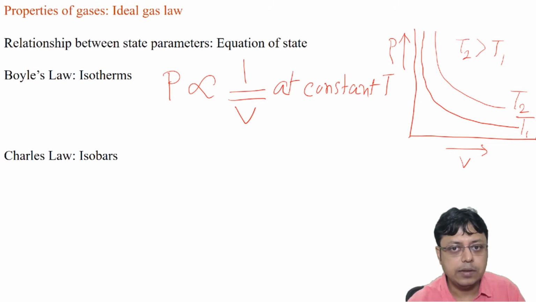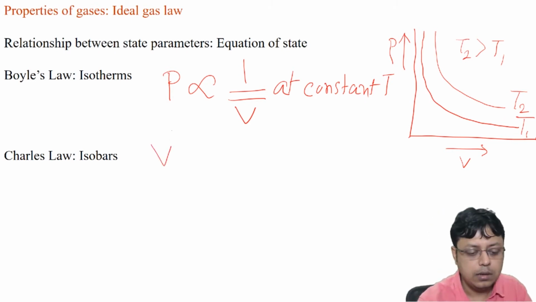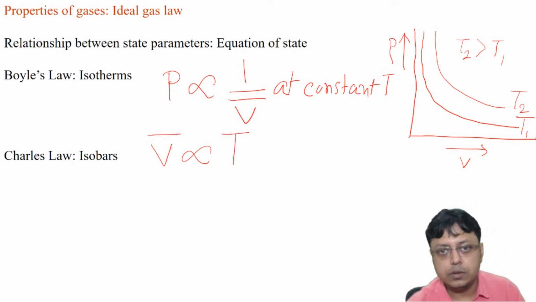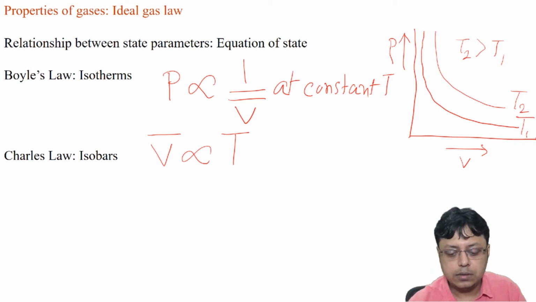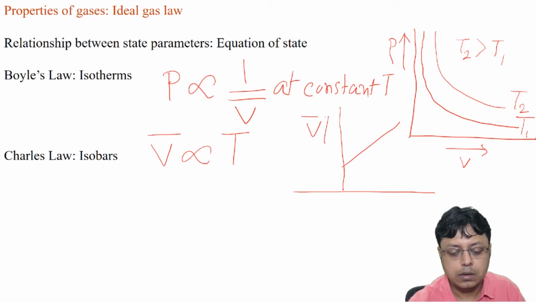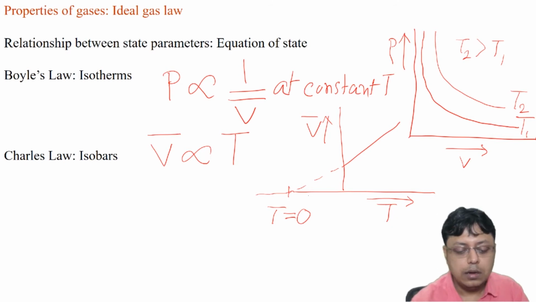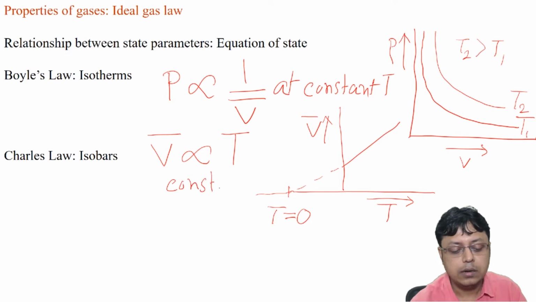Similarly, you can ask what is the relation between the other two state parameters, volume and temperature, and that is given by Charles' law, which also you studied. According to Charles' law, the molar volume is proportional to the absolute temperature. If we plot it, we'll get a linear curve like this. We can extrapolate the curve to get a concept of absolute zero of temperature. Now this law is valid for a constant pressure.